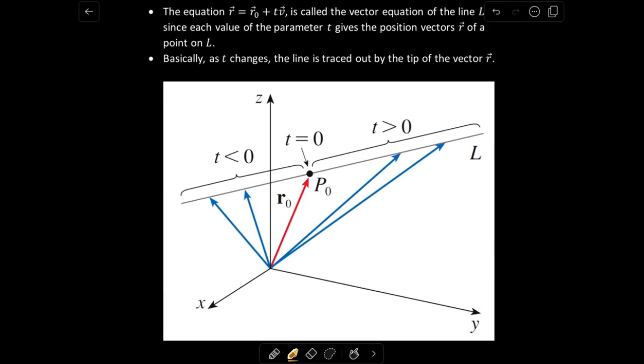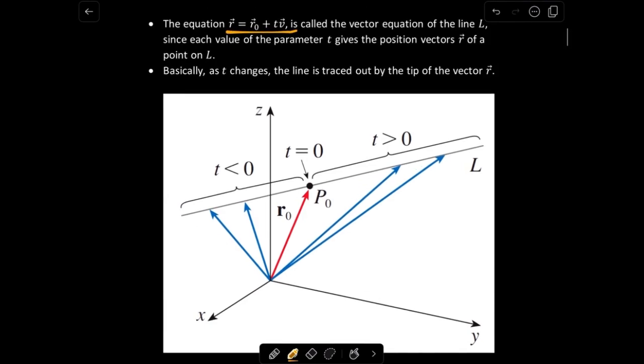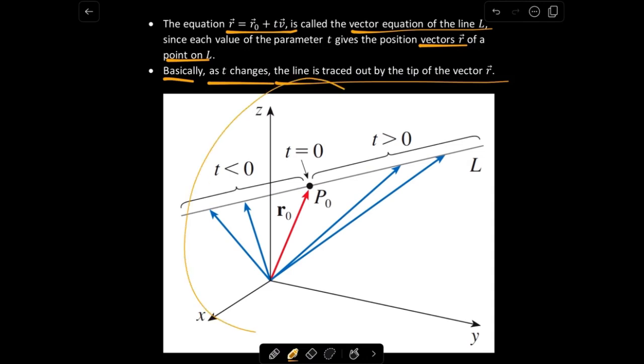So the equation r is equal to r0 plus t times vector v is called the vector equation of the line L, obviously because it is in terms of vectors. Since each value of the parameter t gives the position vector r of a point on L, basically, as t changes, the line is traced out by the tip of the vector r. So let's just take a look at this diagram for a minute.